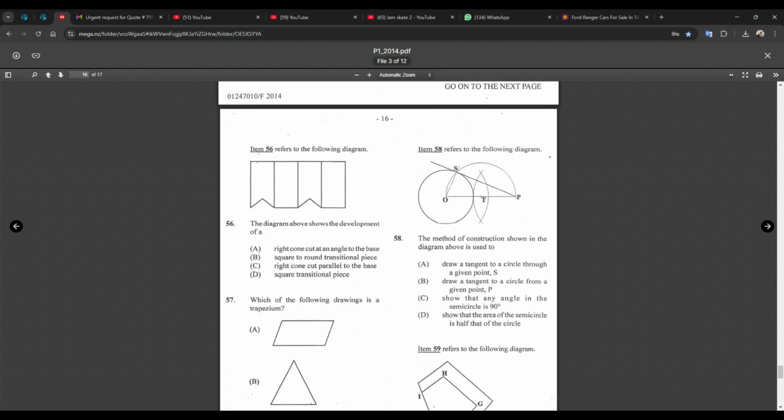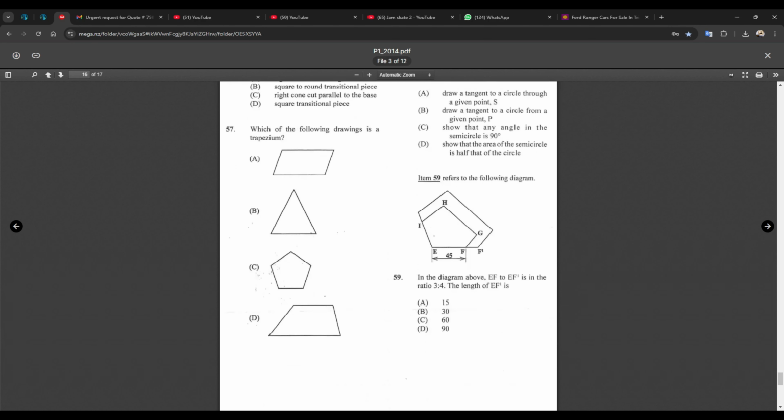58. The method of construction shown in the diagram above is used to draw a tangent through S. Nope. B. Draw a tangent to a circle from a given point P. All right, so this is P.